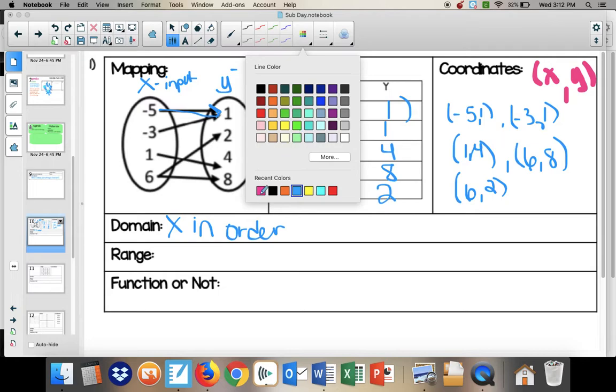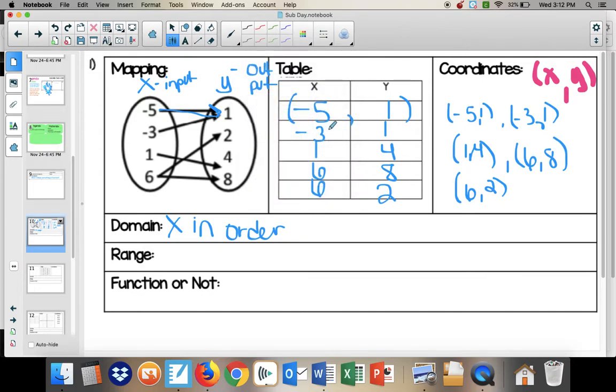So I look at my x values. I have -5, -3, 1, 6, 6. All right. Because the 6's repeat, I'm only going to put it once, but I'm going to put them in order, least to greatest. So we do a squiggly bracket on the outside. And yes, you need that. -5, comma, -3, comma, 1, comma, 6.